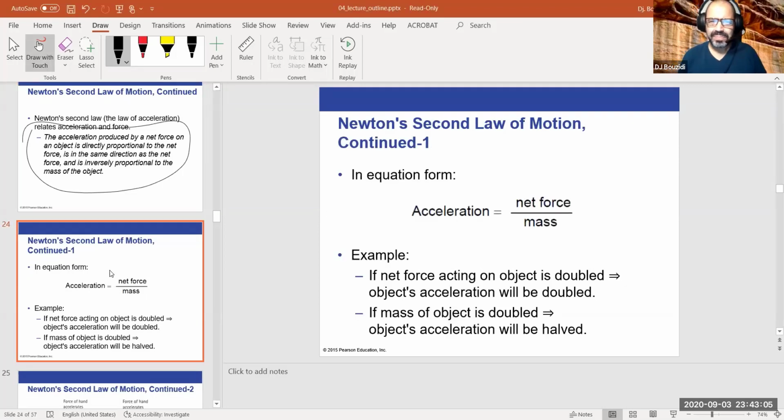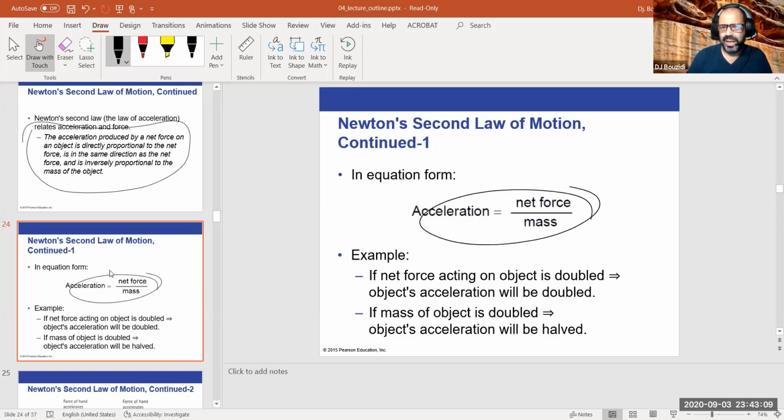Okay, anyway. So this is again a restatement of that law, okay? If the net force acting on an object is doubled, then the acceleration will double. If the mass is doubled, then the acceleration is halved, okay? Because it's inversely proportional to that.